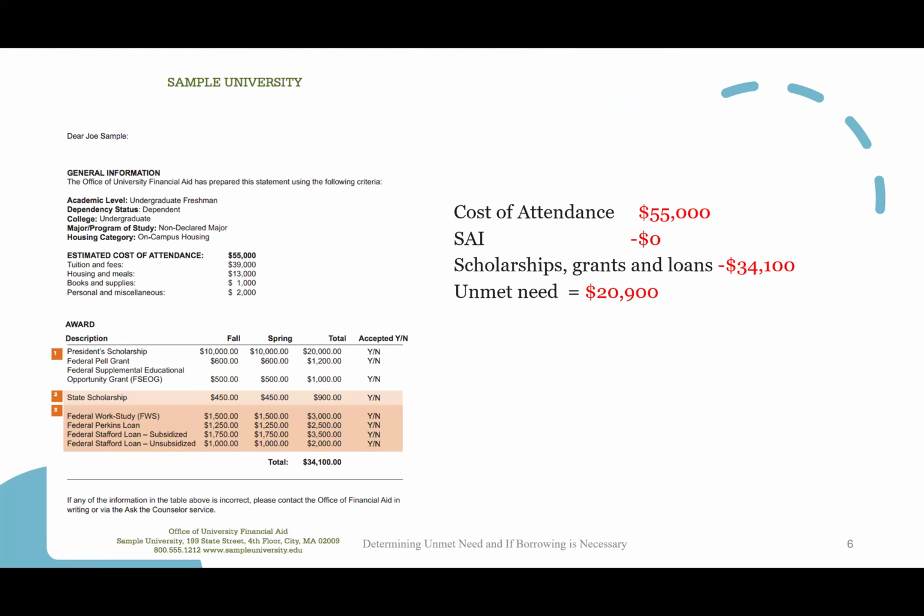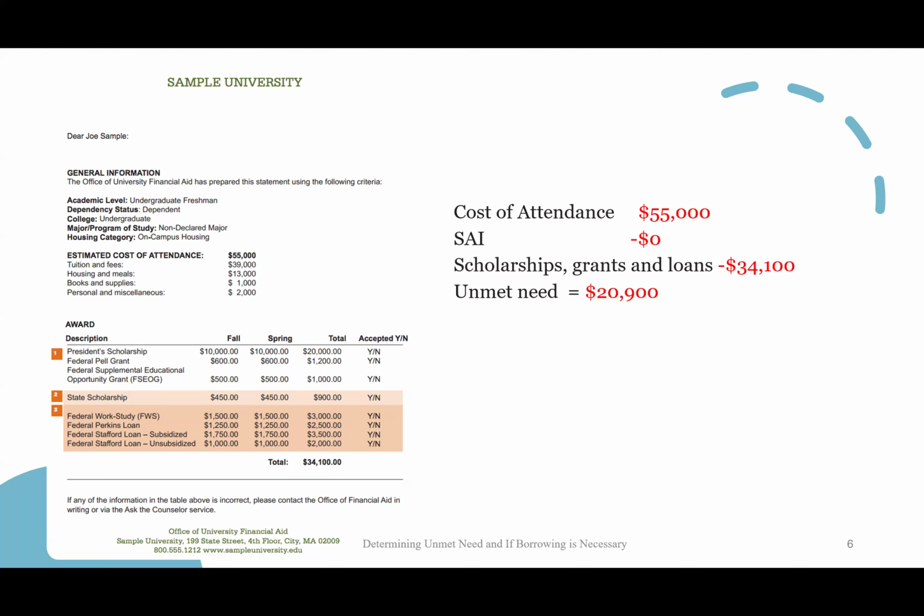Okay, so let's hop into the example of how to calculate the unmet need. Here we have a sample of what a student can receive from the university. Today we have Sample University. This also outlines the cost of attendance, the financial aid award letter. It outlines the cost of attendance, which includes tuition, fees, as you can see here, housing, books and supplies, and personal and other miscellaneous things as well.